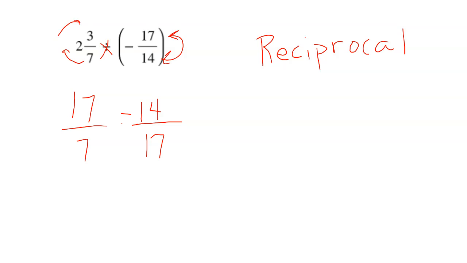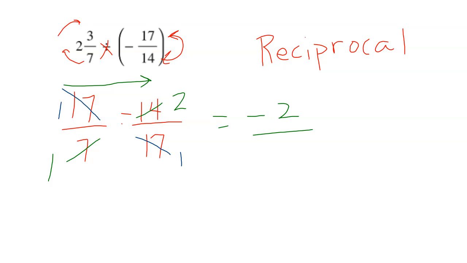And so now we can do some cross cancelization. 17 goes into 17 one time, so that cancels out. 7 goes into 14 twice. So look how easy this became. We got just 1 times -2, which is -2, over 1 times 1, which is 1. So this becomes -2.